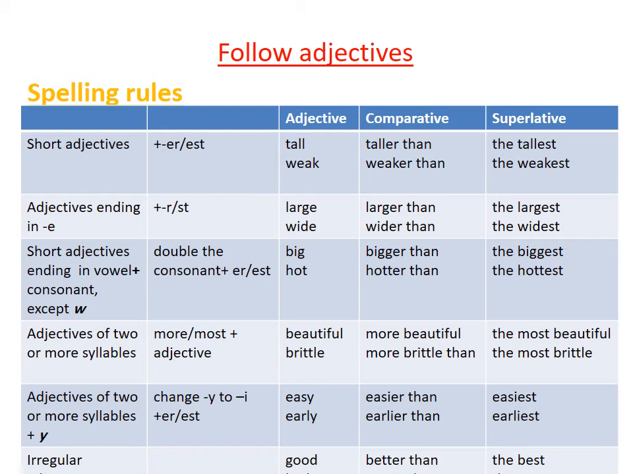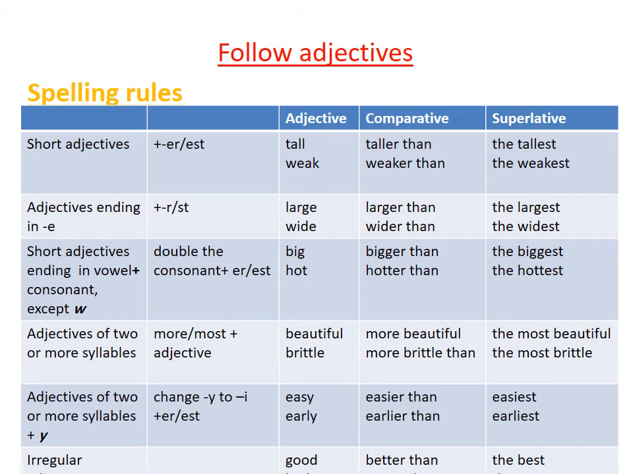Brittle, this adjective consists of two syllables, so you cannot add ER to this adjective. You cannot say brittler, and you cannot say brittlest.